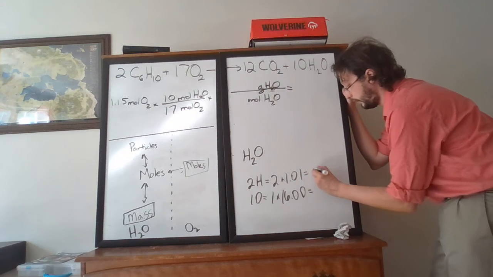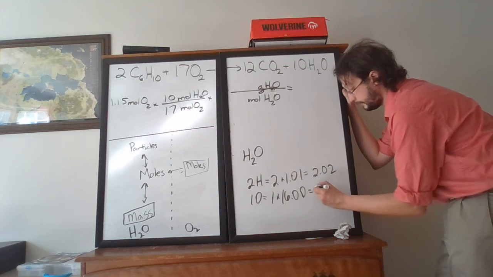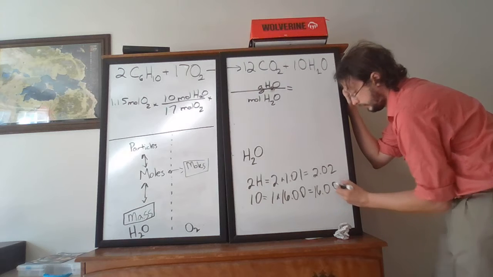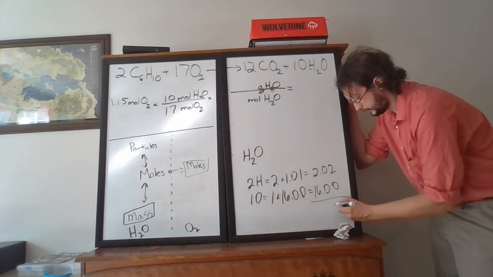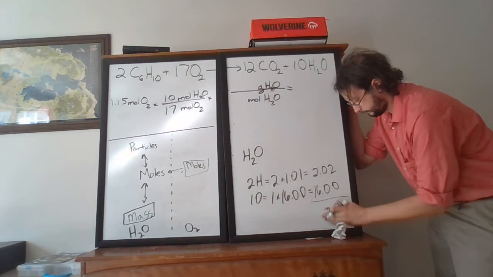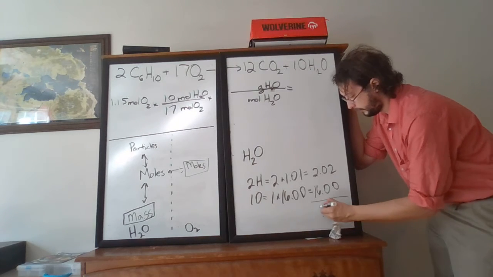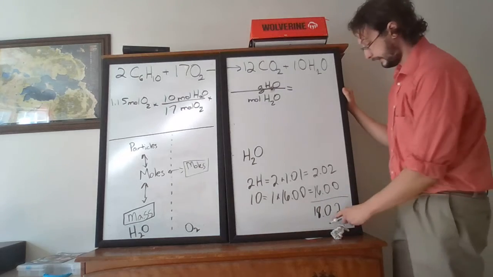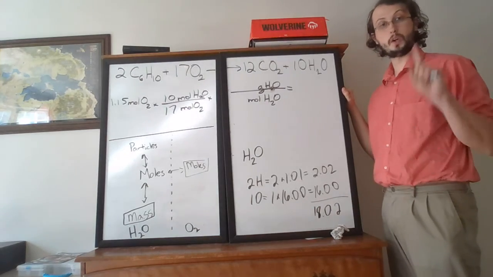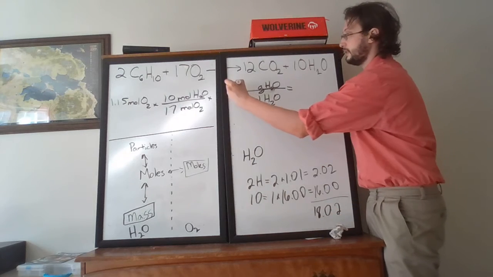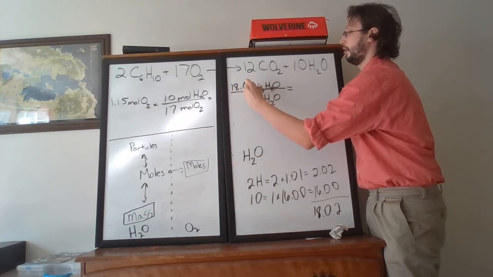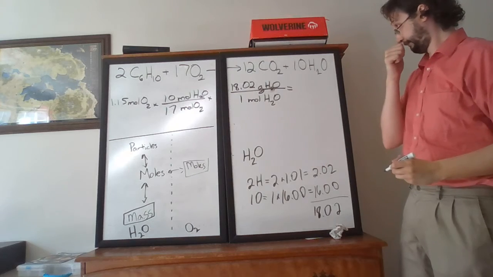Remember, you can find these numbers on the periodic table. 2 times 1.01 is 2.02. 1 times 16 is just 16. To find the molar mass of water in total, we need to add them up. That's 18.02. That means that's how many grams of water are in 1 mole of water. So we will put this number with grams, and we will put a 1 with moles.